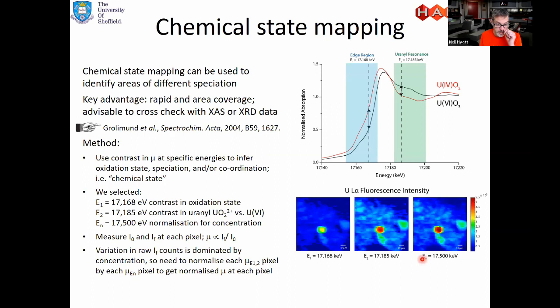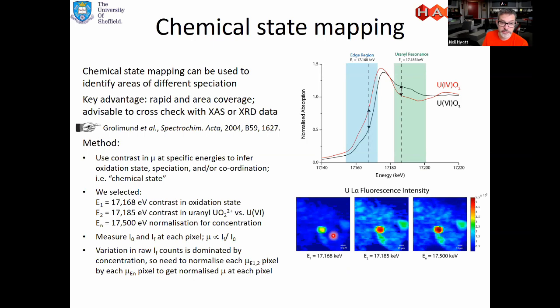So then it's very simple. All you do is collect a map at each characteristic energy, measure I0 and IF in the normal way, and that gives you the absorption. But the thing to bear in mind is that the measured absorption in these maps is dominated basically by concentration gradients. And so that's why you have to normalize to this third energy here, way off the absorption edge.